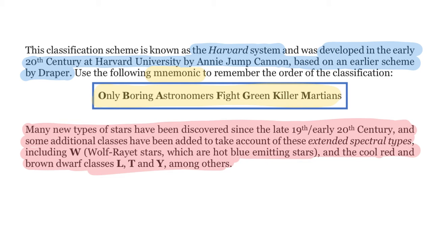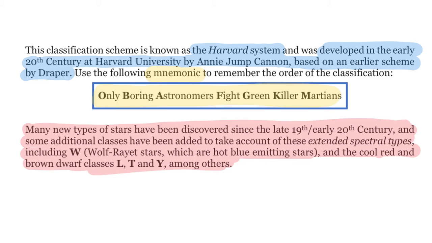Now this classification scheme is known as the Harvard system, as it was developed at Harvard University in the early 20th century by Annie Jump Cannon, and it's based on an earlier scheme by an astronomer by the name of Draper. So we can use the following mnemonic to remember the order of classification. Only boring astronomers fight green killer Martians. Let's say that again. Only boring astronomers fight green killer Martians.